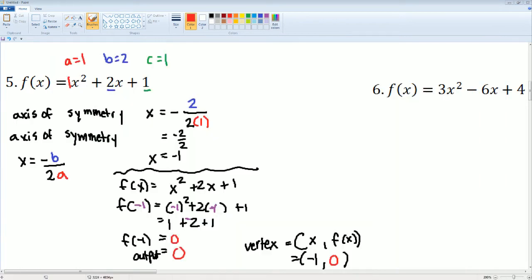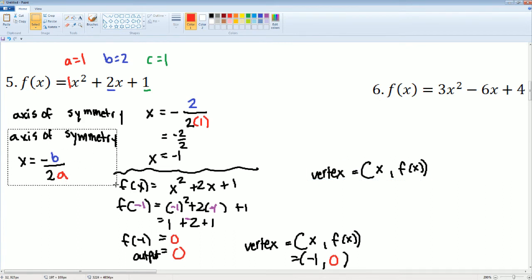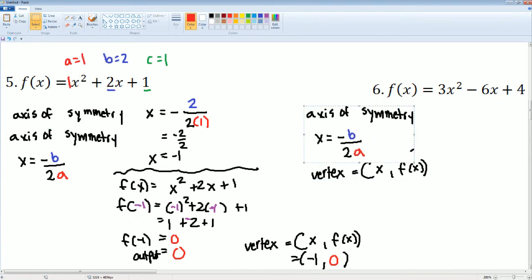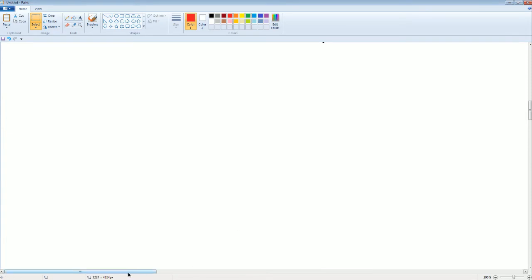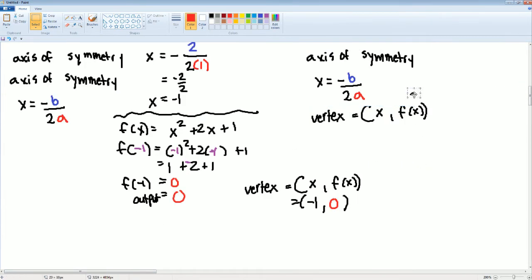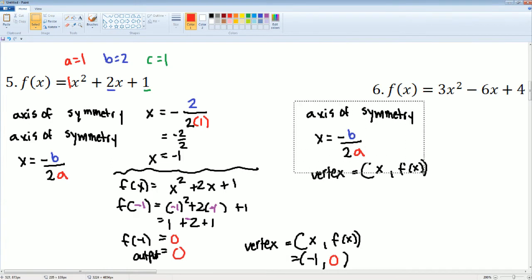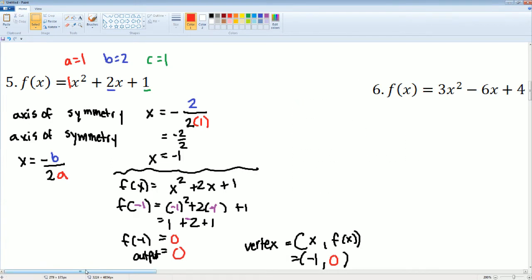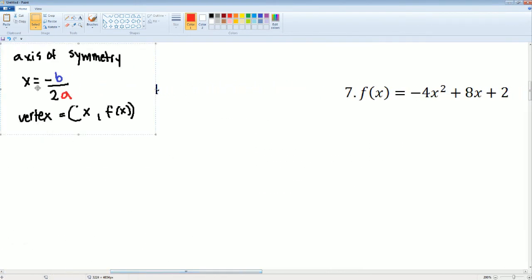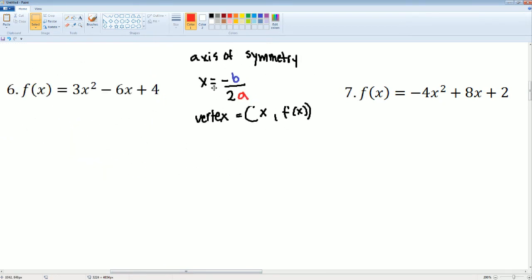So you can just write here what the vertex is. The vertex is that. The axis of symmetry is this. Let's go back to where that was. I'm going to need this to do the other ones. All right, number 6. Just leave that up there for reference.